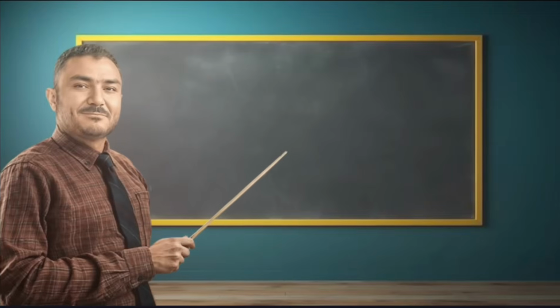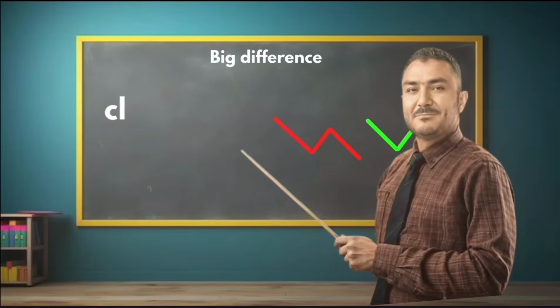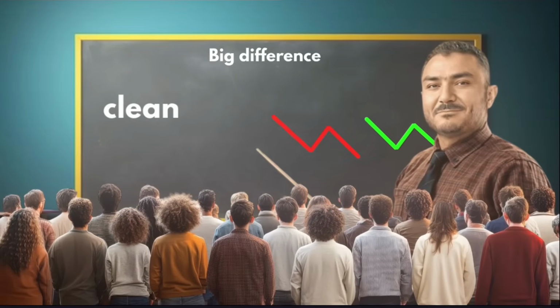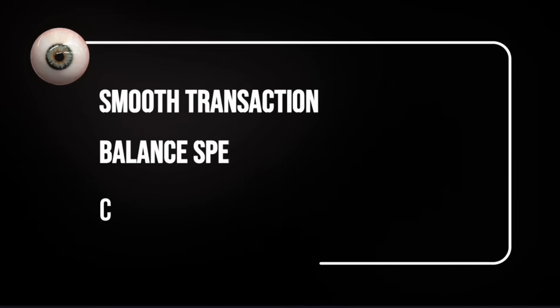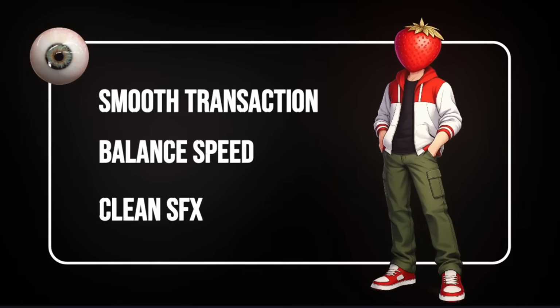One thing to always remember, the biggest difference between a flop Wajak video and a viral Wajak video is pacing. Clean pacing keeps viewers watching. Poor pacing makes them leave. So focus on smooth clip transitions, balanced speed, clean, non-distracting sound design. Your final video should feel natural, engaging, and easy to watch.